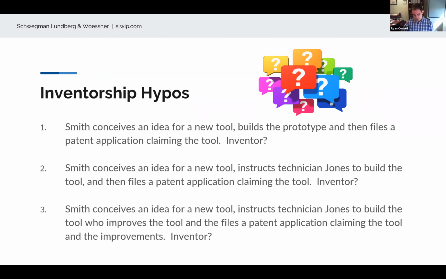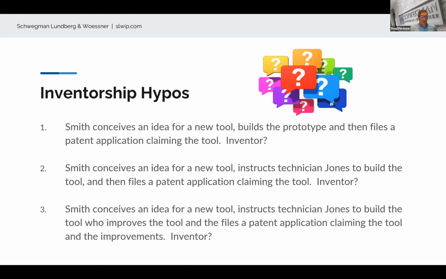Yeah. So here again, you have the conception has been done by Smith, and the patent claims the tool that he conceived of. So he's certainly an inventor. Jones was instructed to build the tool, so it seems as though he only acted at Smith's direction and didn't contribute anything that made its way into a claim above what Smith conceived. So Smith is an inventor, Jones is not. Okay, I would agree with that as well.